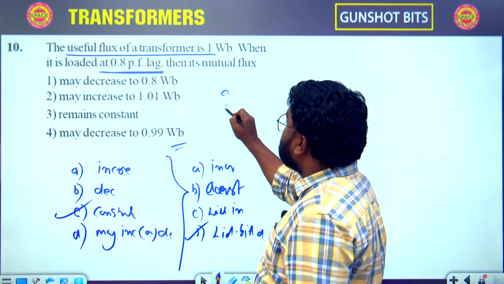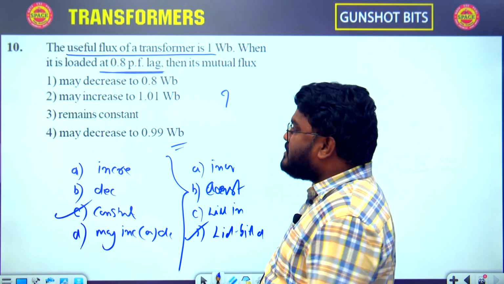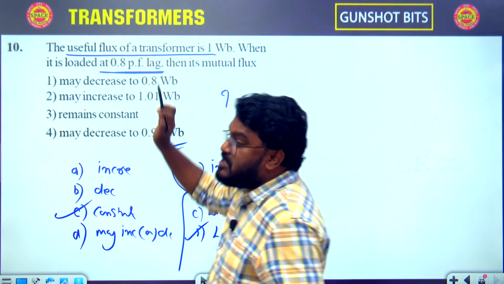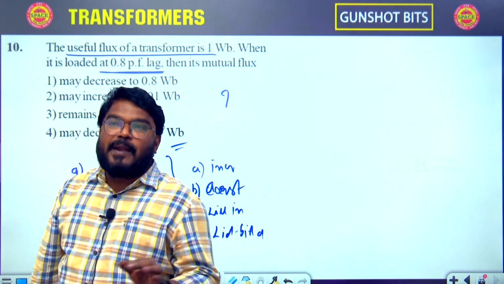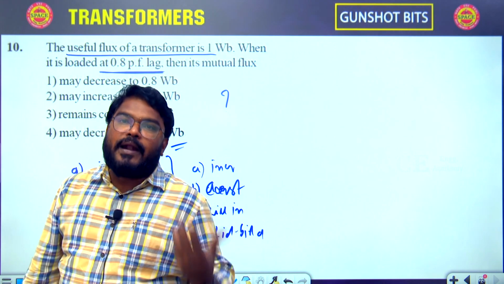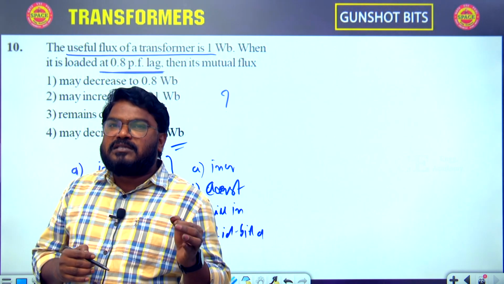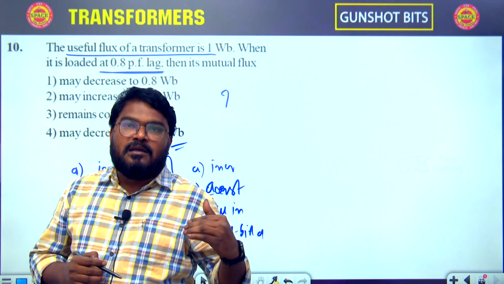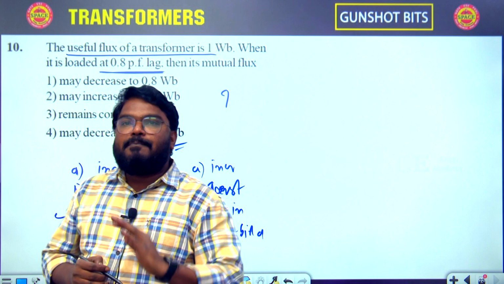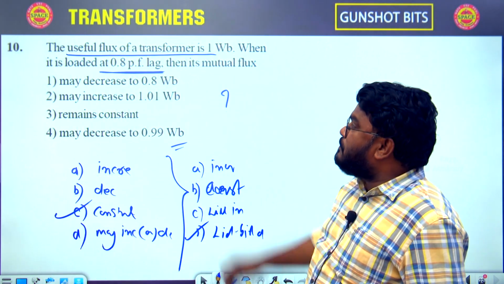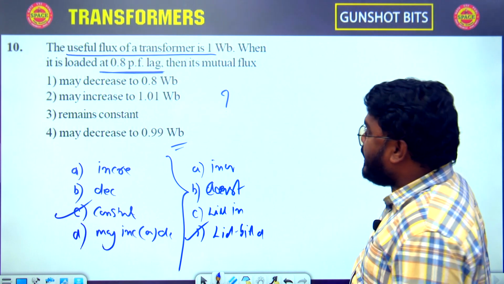So what is the reason behind this? For a resistive load, the mutual flux of the transformer is extremely constant. For inductive and capacitive loads, the mutual flux changes a little bit: a little bit less for the inductive load, and a little bit more for the capacitive load, as compared to the useful flux in the transformer. What is the reason behind this?